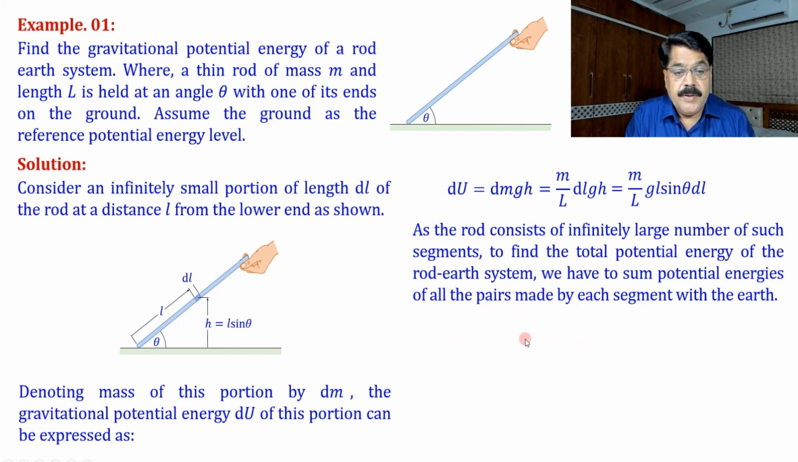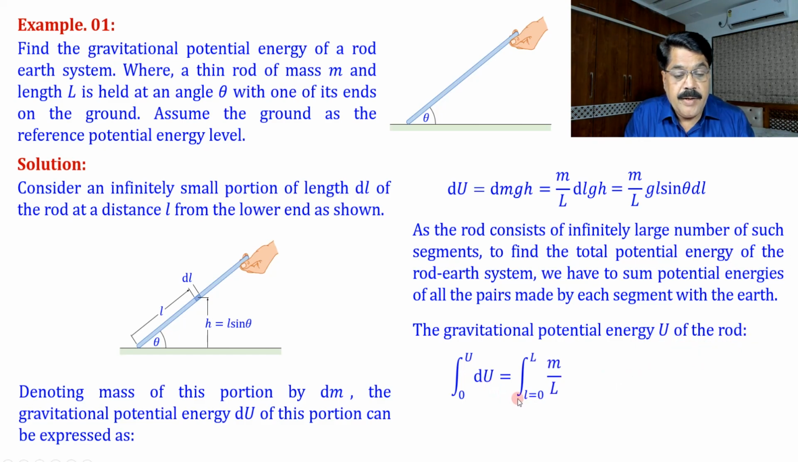Now for this purpose we have to make an integral. What is that? The gravitational potential energy U of the rod: integral from 0 to U of dU is equal to the integral from l equal to 0 to L of m by L g l sin theta dl. What does it mean? When l is 0, the infinitely small segment is at the ground, so its potential energy is 0. As we move further, potential energy is increasing, and when we are counting the last segment, the sum has become U. So that is limit 0 to U, and the limit for small l is 0 to L.